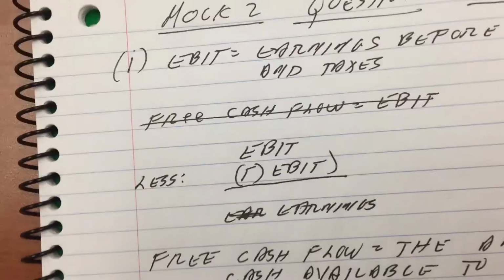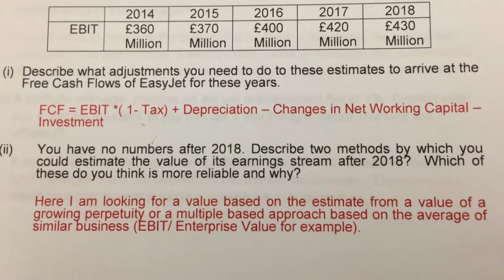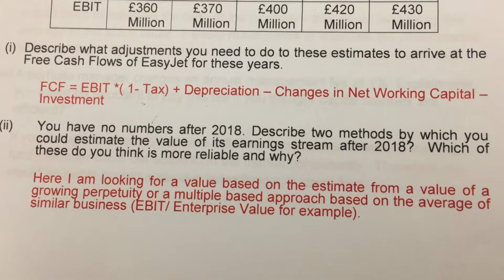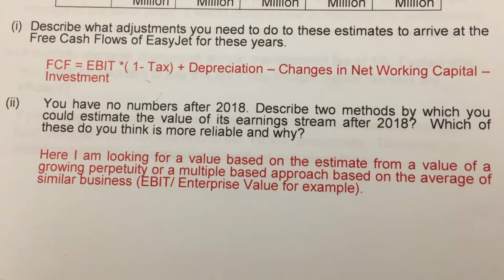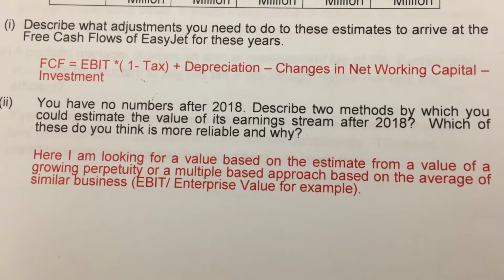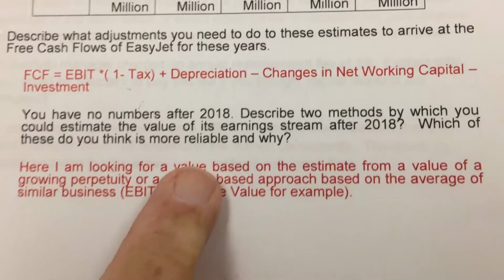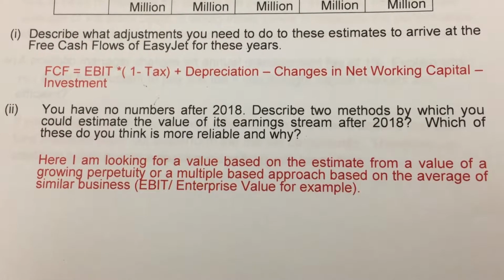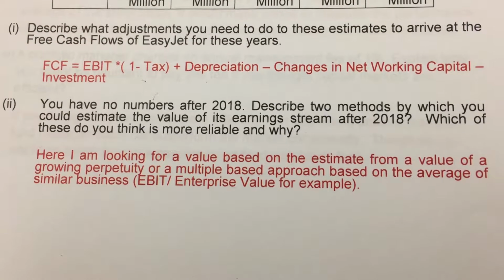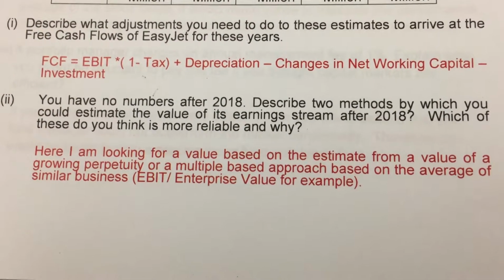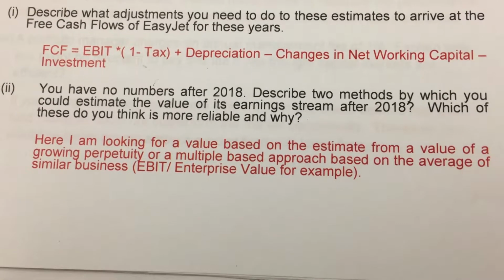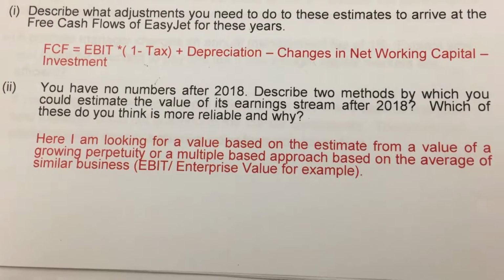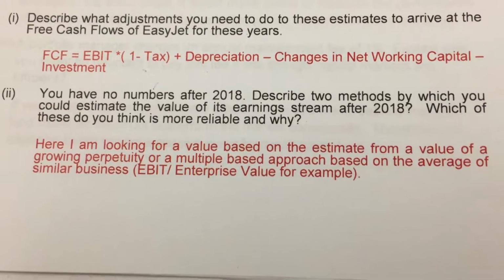Or, we could compare this company to similar companies, looking at ratios and what their projections were, to get an estimate of the earnings stream after 2018. Which one do we think is more reliable? Probably comparison to similar companies would be more reliable. We'd probably do it 2 ways. We do the perpetuity, then we would do the comparison. If they're close, we wouldn't worry about it, but if they weren't close, we would probably go with the most conservative estimate of the 2.